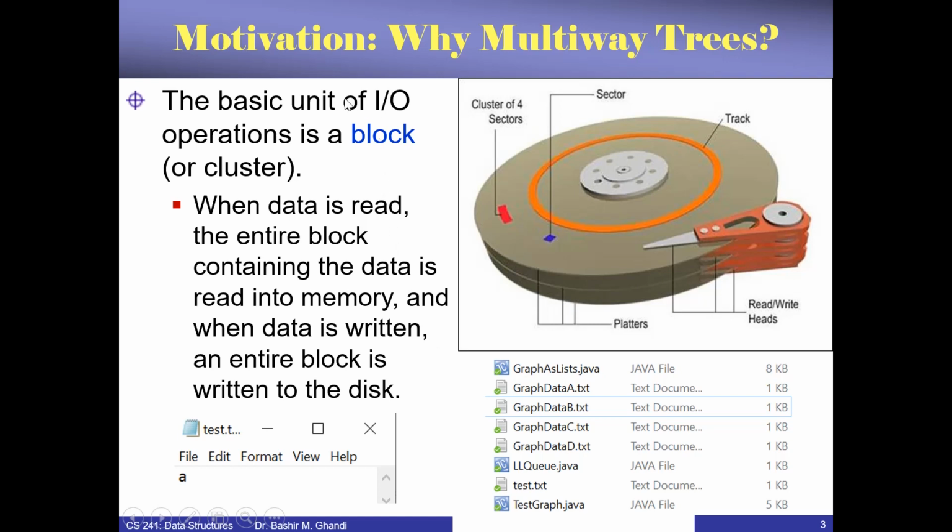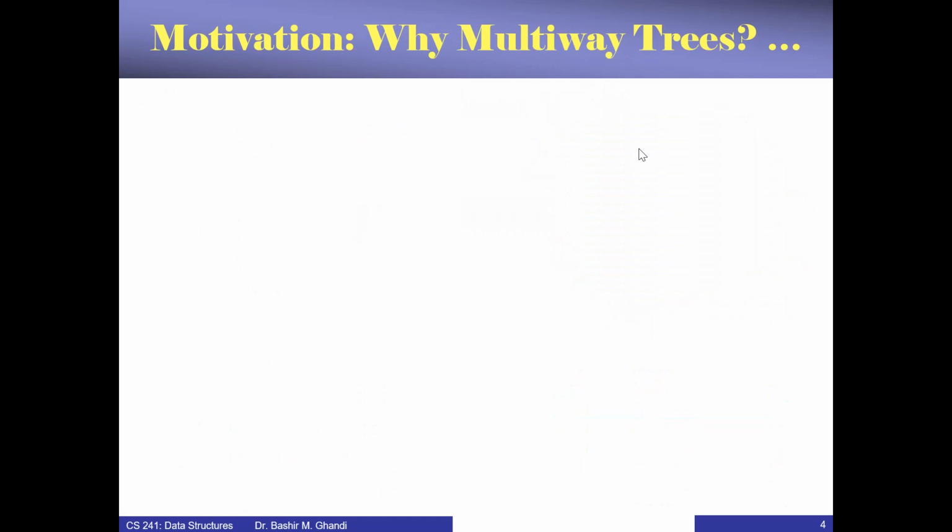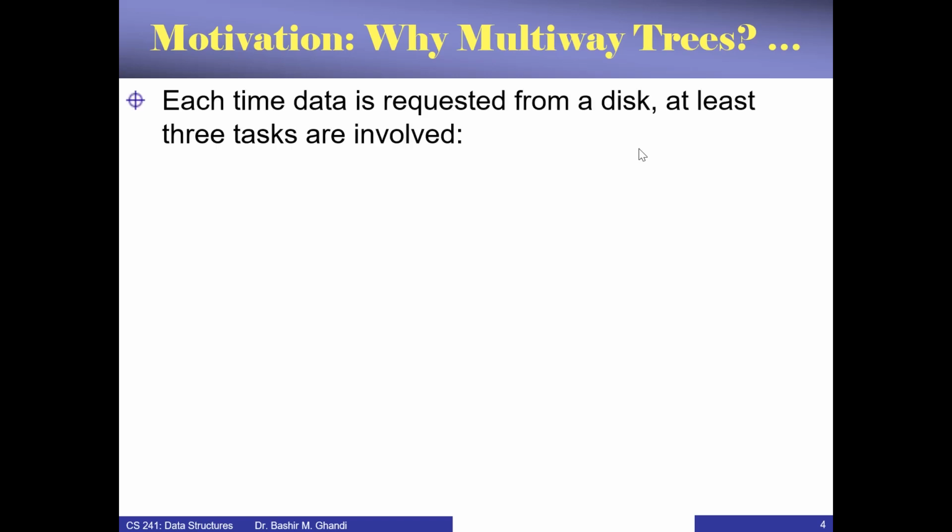So this shows what is meant by the basic unit of storage on a disk is a block. We're going to see what that means in terms of multi-way trees. Now, the other information we need to know is that reading from disk is actually very, very expensive in terms of time. Reading data from the disk is very expensive in terms of time.